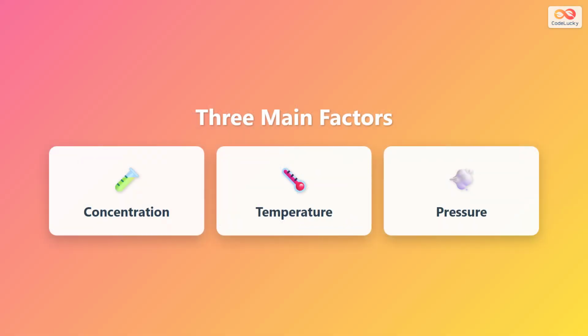There are three main factors that can disturb a chemical equilibrium and cause it to shift. First is concentration, which involves adding or removing reactants or products from the system. Second is temperature, which affects the energy of the system and favors either the forward or reverse reaction. Third is pressure, which specifically affects reactions involving gases by changing the volume occupied by the system. Each of these factors influences equilibrium in a predictable way according to Le Chatelier's principle.